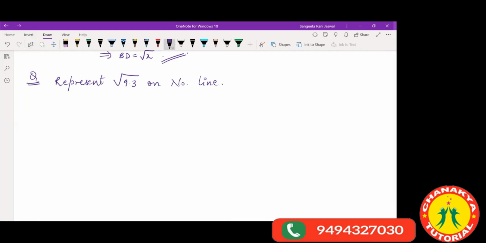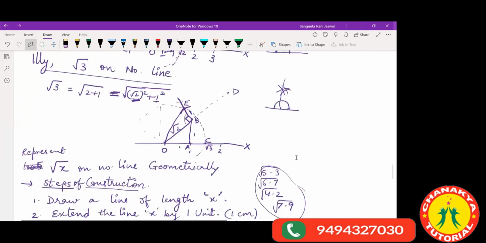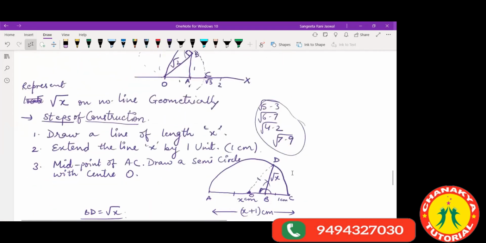So let's do this. What was the first step? Draw a line of length x centimeters. I had given you these steps. Then my second step was to extend the line x by 1 unit, so 1 centimeter. Then the third step was to take the midpoint of the complete line and draw a semicircle over it from the midpoint.